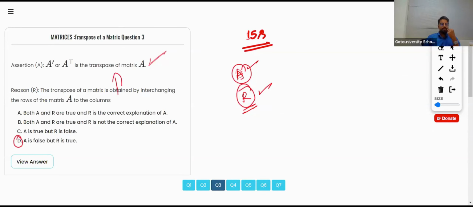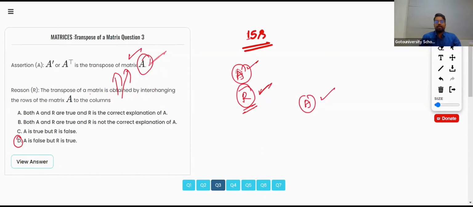Is it a right explanation for this? Yes. That's also very important, right? A transpose is the transpose of a matrix A, and the transpose of a matrix A is obtained by interchanging the rows and columns. It is talking about this matrix only. So the reason is a right explanation for the given assertion. That means the answer is what? Option A.